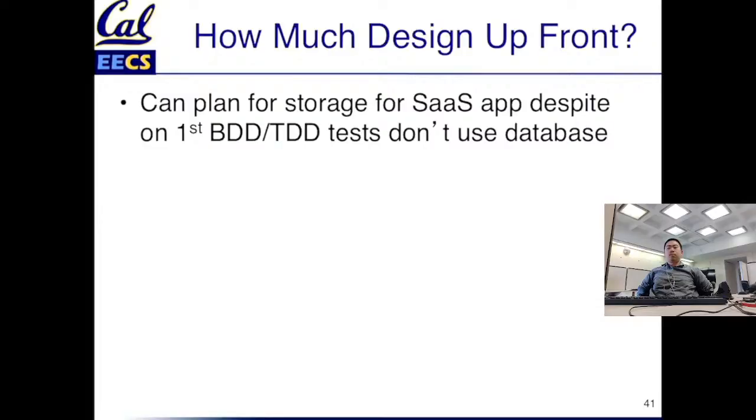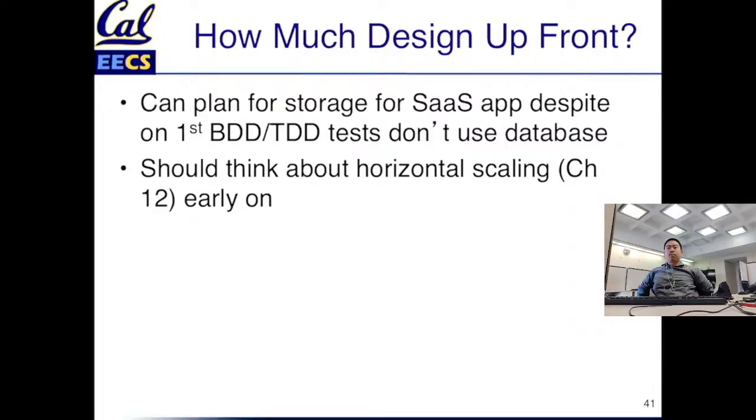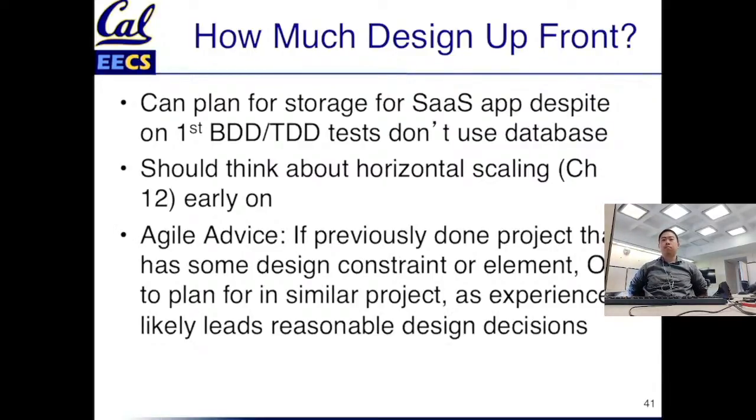So you need to be able to plan for the storage for the app before you get started. You know you're going to be using databases. You should be thinking about horizontal scaling, which Armando will talk about soon when we talk about optimizations. And then the basic idea is just common sense. If you've already done a project like this and you figured out what designs would work, or you learned from that which design you wish you had, go ahead and start with that in the design. Factor that into what you're doing.